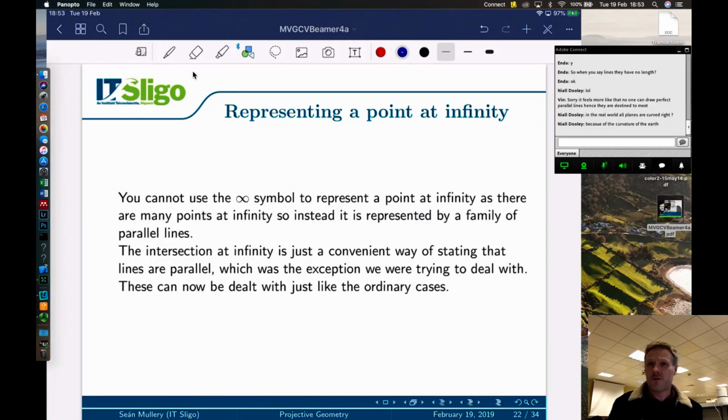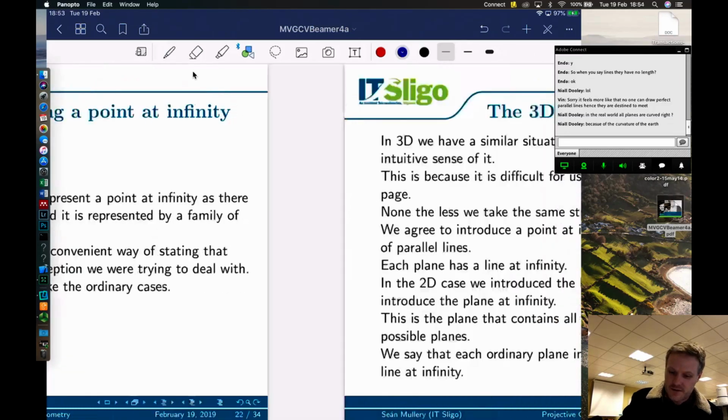And one of the things that we want with all of this is that we've tried to unify everything. We don't want a situation where we can't tell any of these things apart, because that would be no good to us. So you cannot use the infinity symbol to represent a point at infinity, as there are many points at infinity, so instead it is represented by a family of parallel lines. The intersection at infinity is just a convenient way of stating that lines are parallel. Okay, so it's for that reason rather than the other way around. And this was the exception we were trying to deal with. So these can now be dealt with just like ordinary cases.